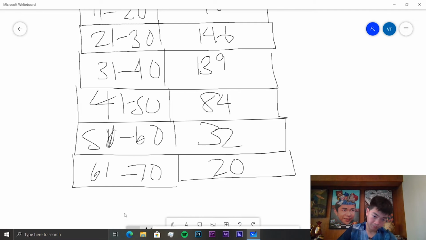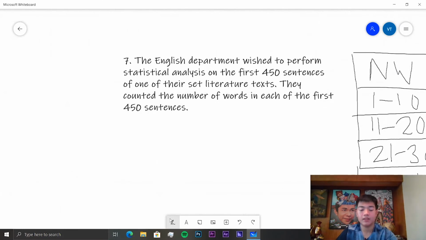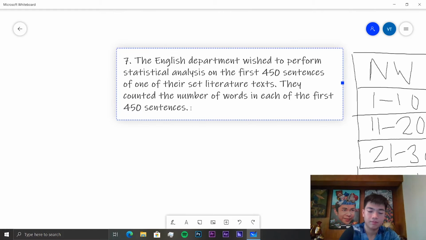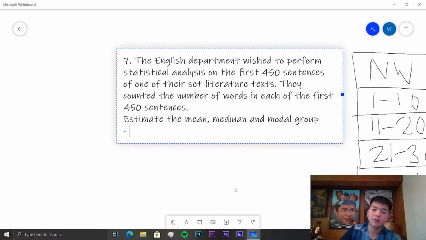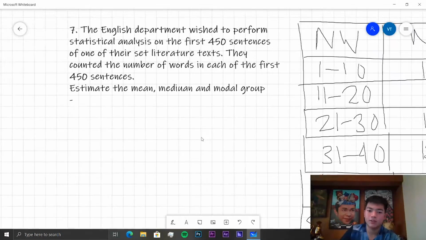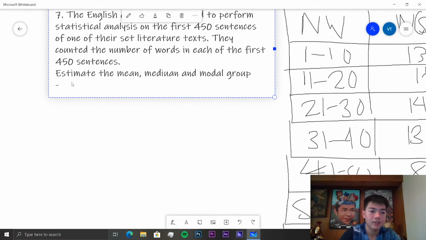So we need to estimate the mean, median, and modal group. Modal group, in this case, is pretty clear. The mode is the easiest one to find. It's just the one with the most, so that would be 21 to 30. So this is the mode.